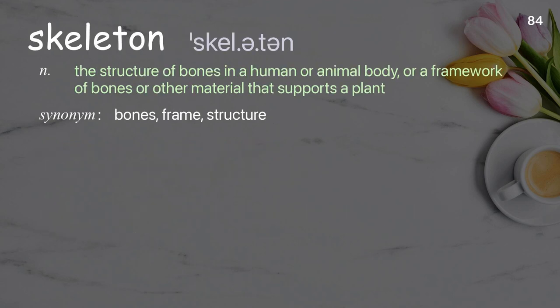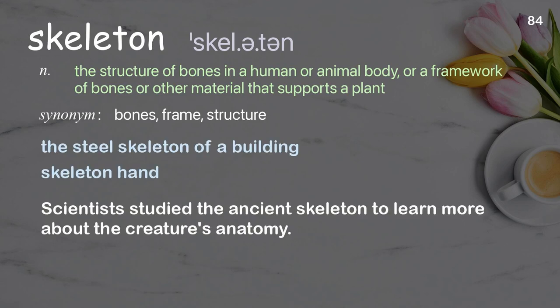Skeleton. The structure of bones in a human or animal body, or a framework of bones or other material that supports a plant. Examples. The steel skeleton of a building. Skeleton hand. Scientists studied the ancient skeleton to learn more about the creature's anatomy.